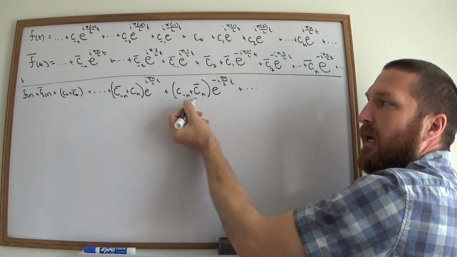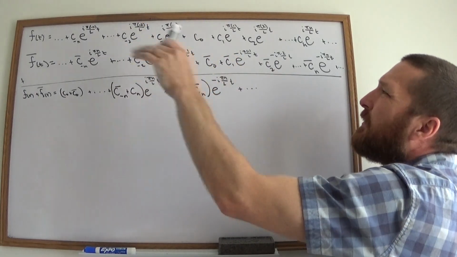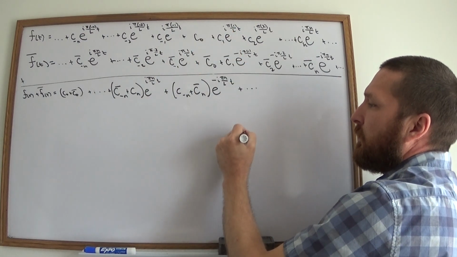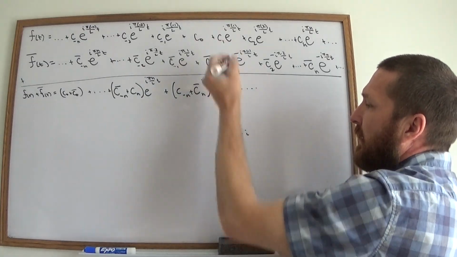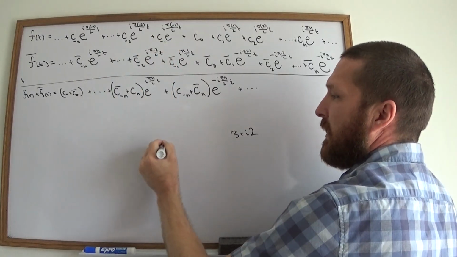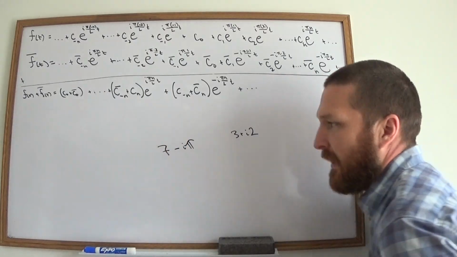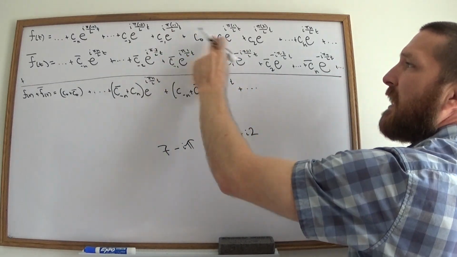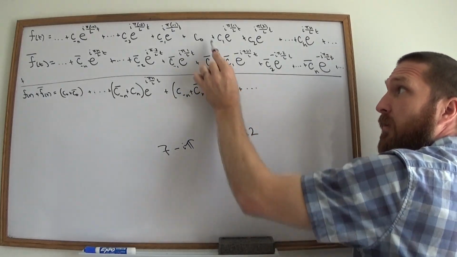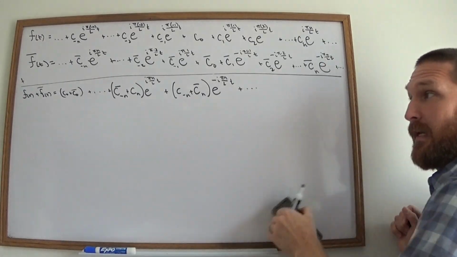You know what I'm saying? Because there's no guarantee that this guy is in any way related to this guy, right? C1 might be 3 plus I 2, and C negative 1 might be 7 minus, I don't know, times pi. We can't guarantee that these guys are related, but the C0 is the exact same thing. These are related. And so they show up in the same term.